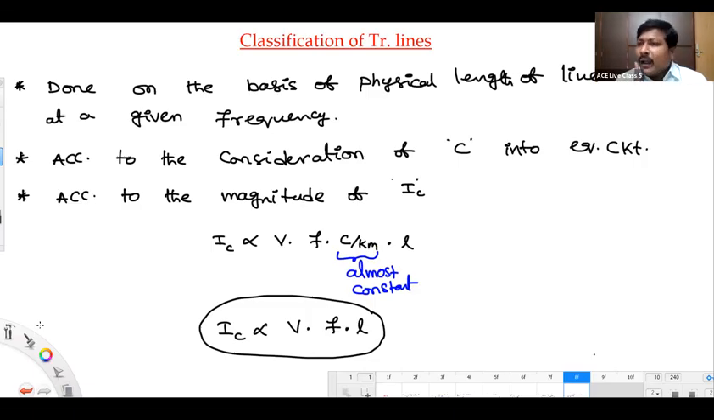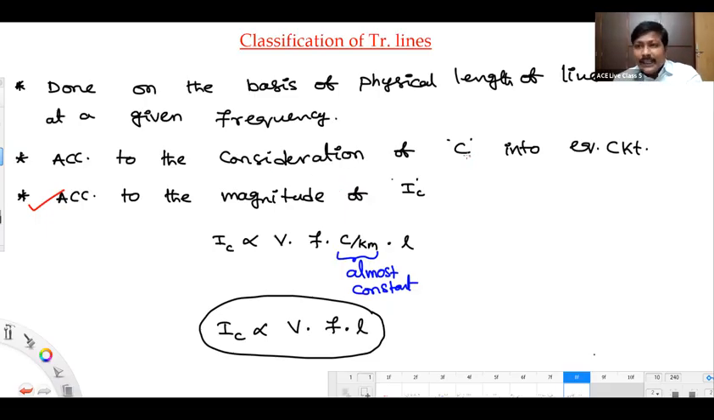So I used to prefer all the time the last criteria what we have here: according to the magnitude of the charging current. Why is it so? Charging current is a term which will cover all. Operating voltage it will cover, frequency of operation it will cover, as well as physical length of line also it is going to cover. But actually, the second one and third one look to be the same.